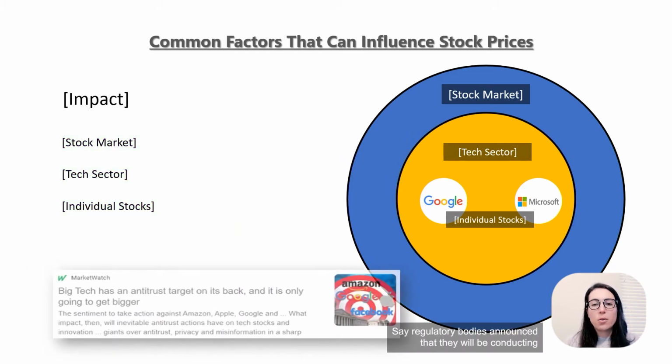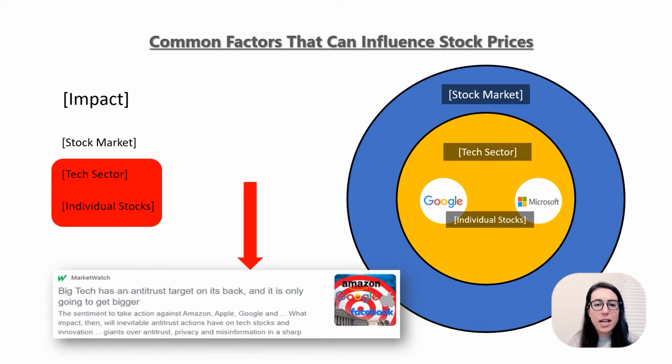So say regulatory bodies announce that they will be conducting investigations into major tech firms' data privacy practices. This could have a negative impact on tech stocks specifically because any fines or penalties that result from those investigations could have an impact on the financials of those tech companies being investigated. So this type of news could impact both Microsoft and Google, but it might not have an application to stocks in other industries.